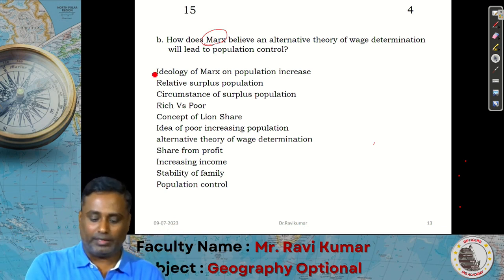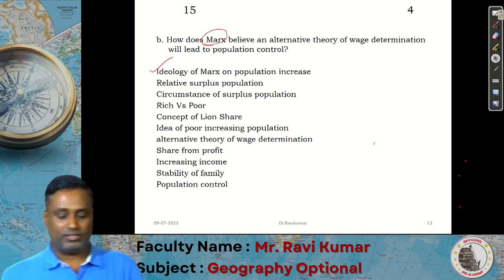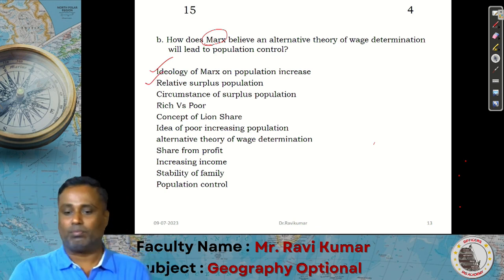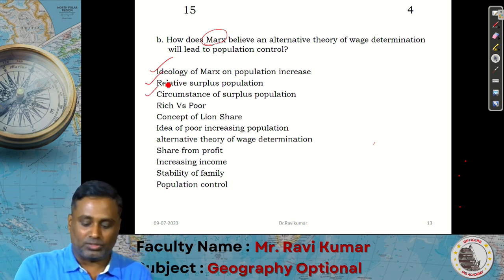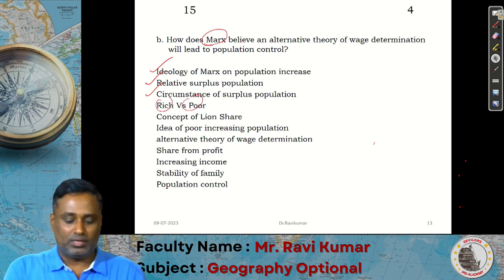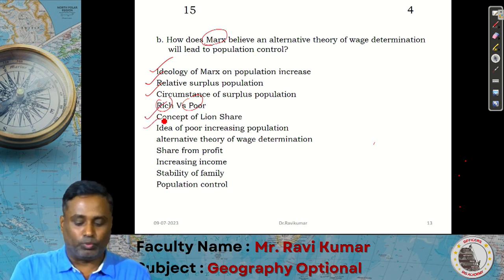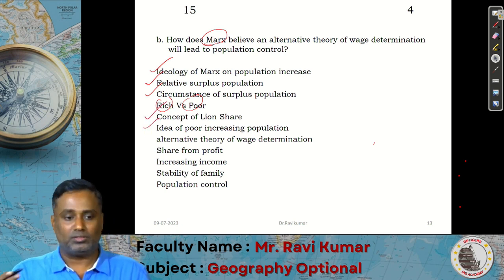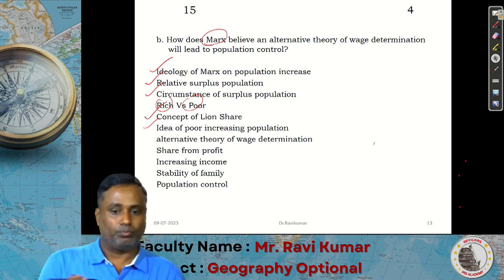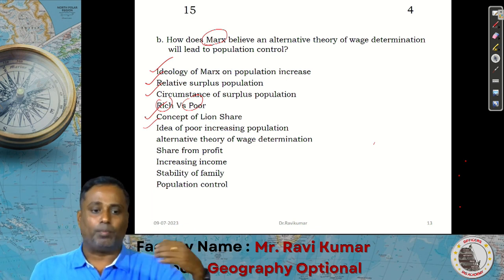Start with the ideology of Marx on population increase. Why does population increase? Then you talk about what is relative surplus population and the circumstances of surplus population. Then what happens when rich versus poor? When the rich become rich, why do the poor become poor? The concept of lion's share. The idea is that the poor increase their population, because the population is their only source to earn money. So the rich become richer, the poor become poorer. So the wage determination increases the population in the society.